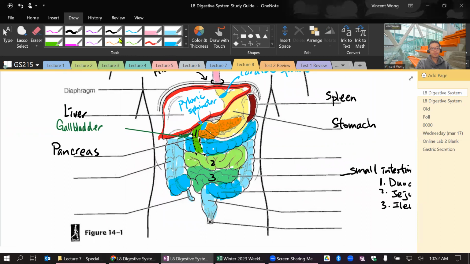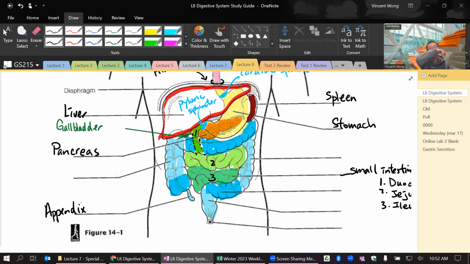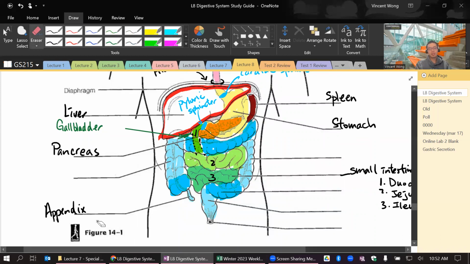Right. So this is the appendix. Okay. So no particular function, right? At some point it might have played a key role in digesting fibers, as well as being part of your immune system, but it doesn't really do much. If it gets infected, and sometimes it does, then it might cause appendicitis.